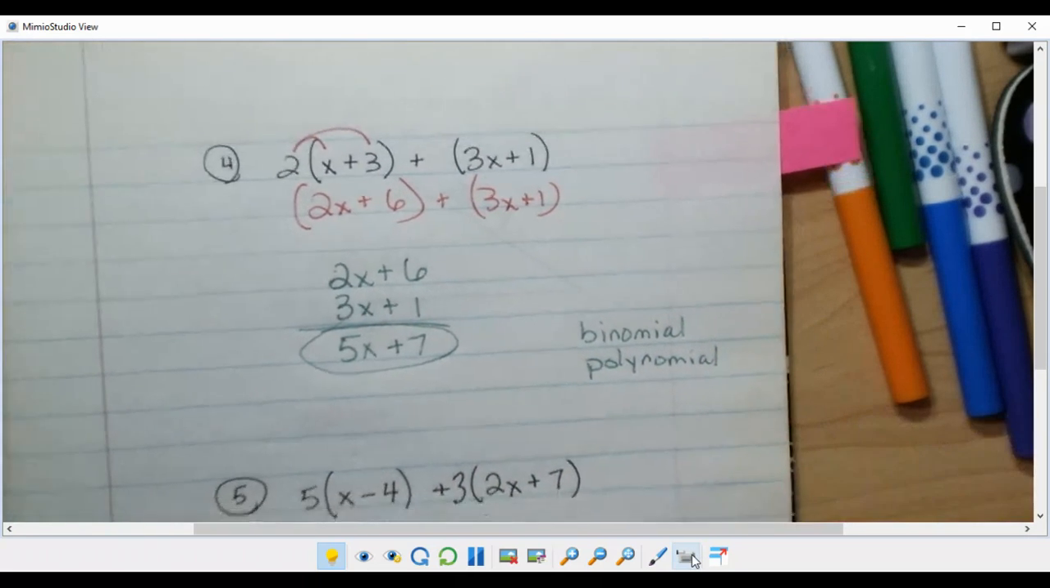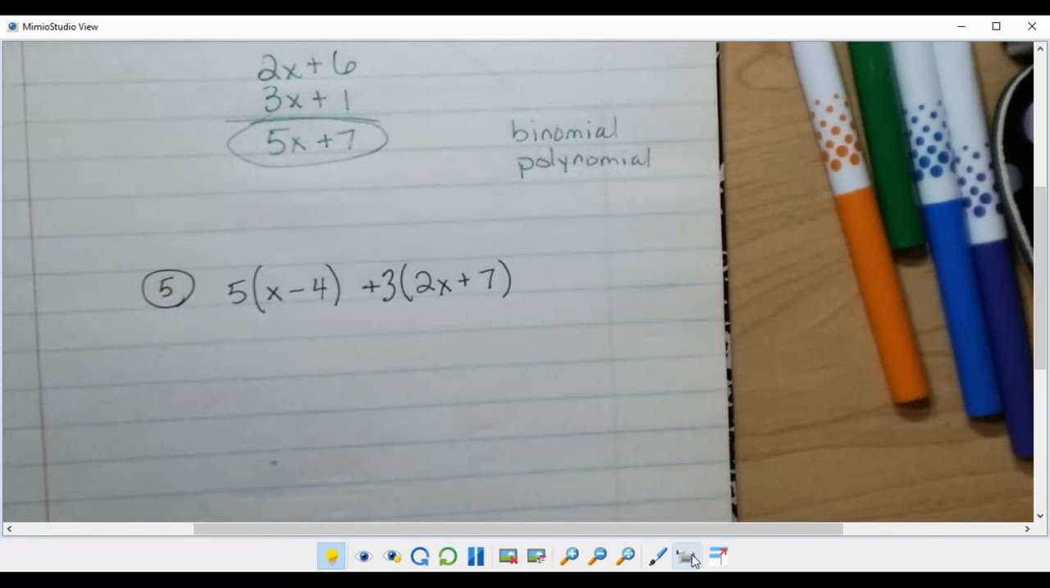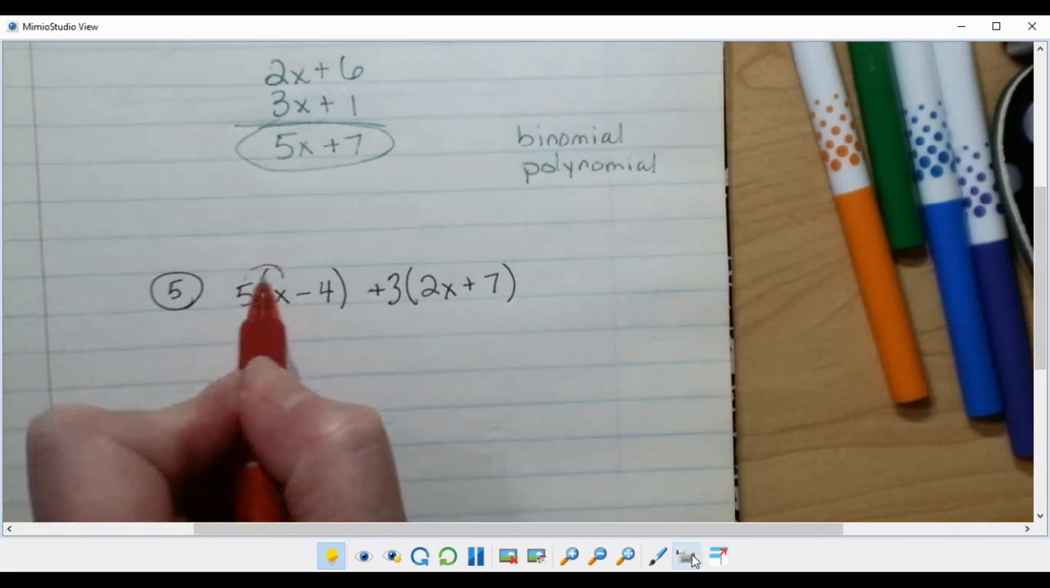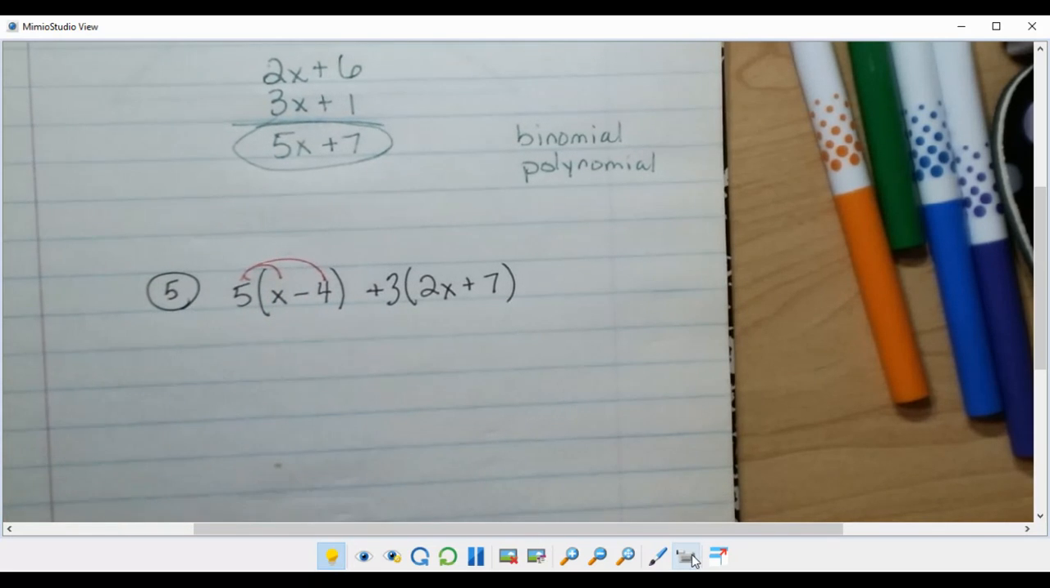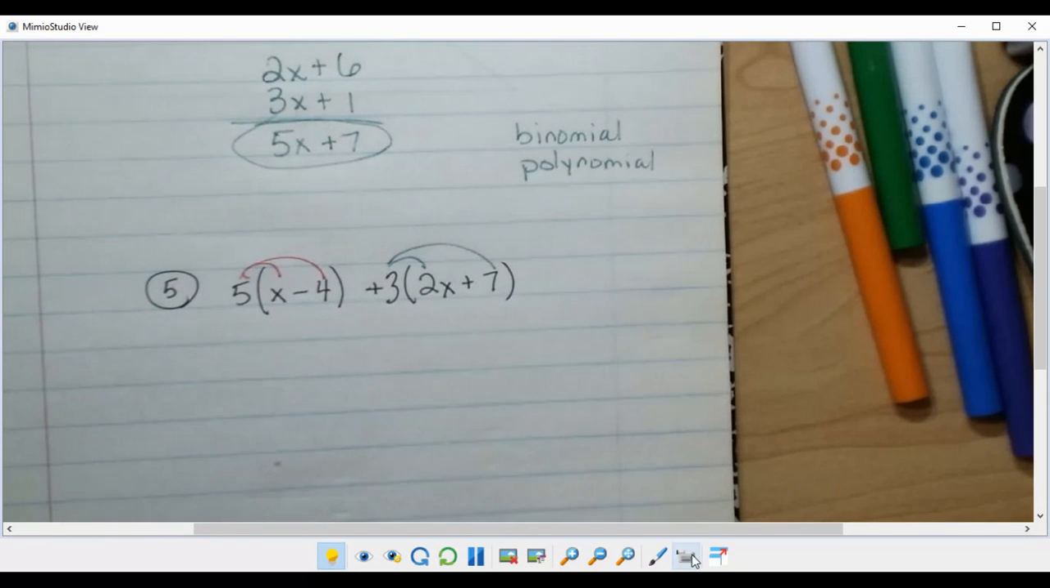All right, let's go on to number 5 here. This one might get a little bit of a wahahaha. This one, there's some negatives. There's distributive property all over the place. This makes me so excited. I love problems like this. So our first step is to distribute. Now there's 2 different distributions that have to happen. The 5 has to go to the x and the 4, and the 3 has to go to the 2 and the 7.